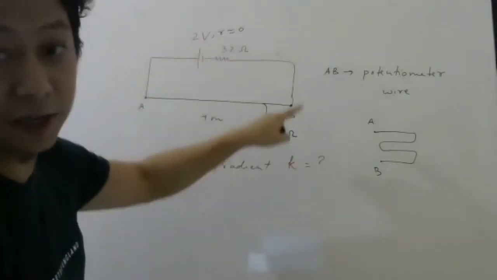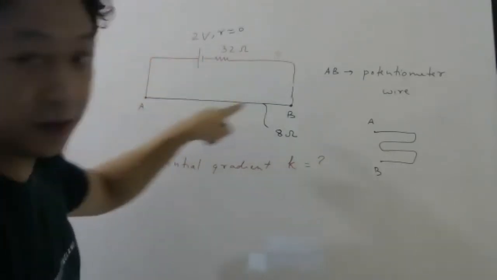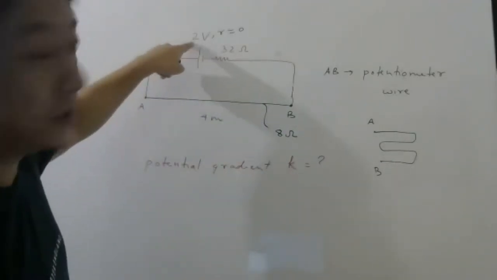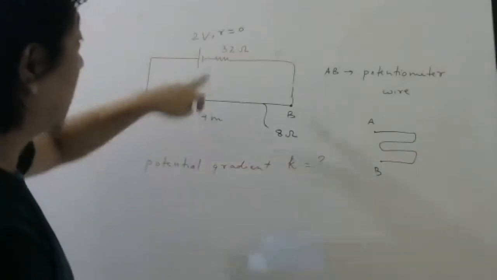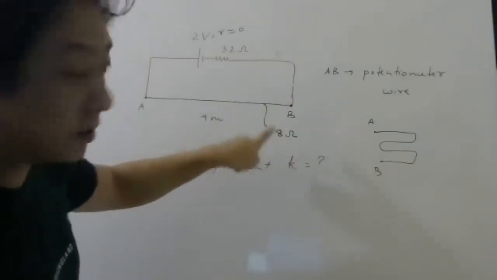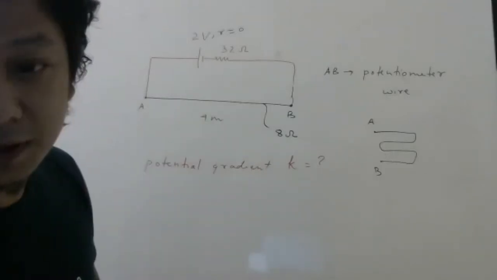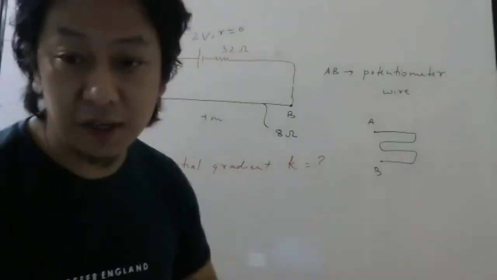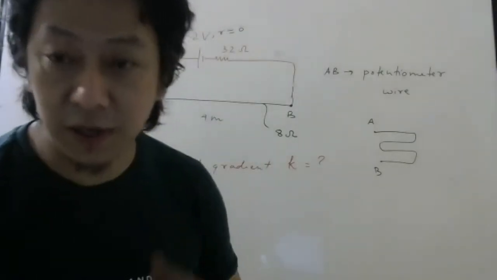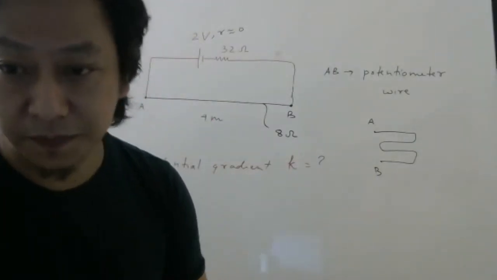This is your primary circuit, the battery which will drive the current. The battery has EMF 2 volt. Internal resistance is negligible, and there is an external resistance of 32 ohm. The wire itself has a resistance of 8 ohm, and the length of the wire is 4 meter. What is the potential gradient they are asking? Before you start solving, check what potential gradient is and what the formula is.